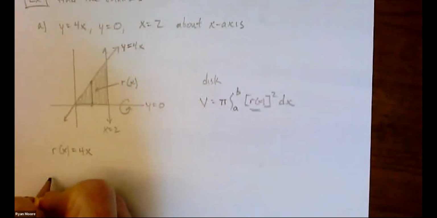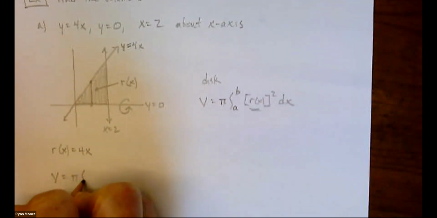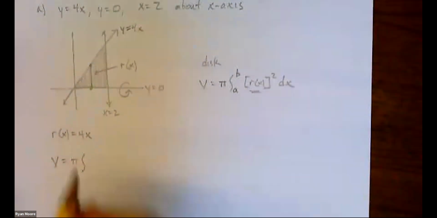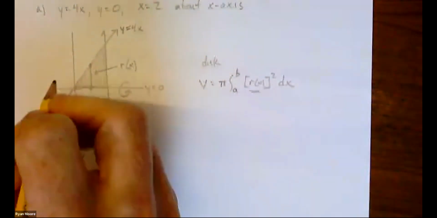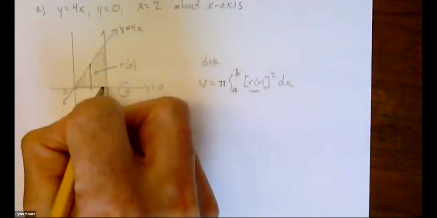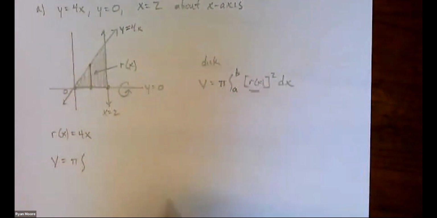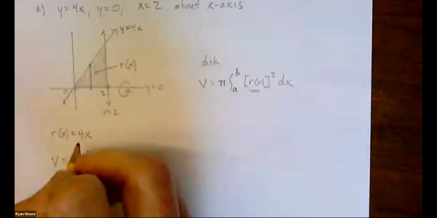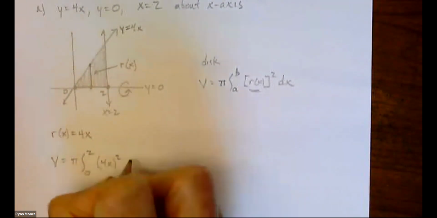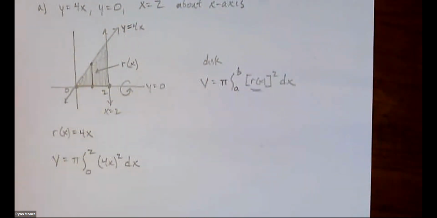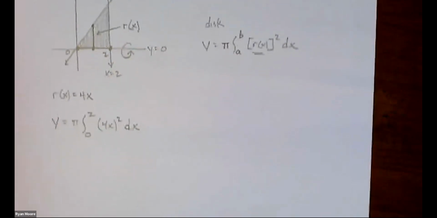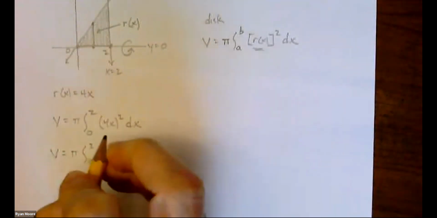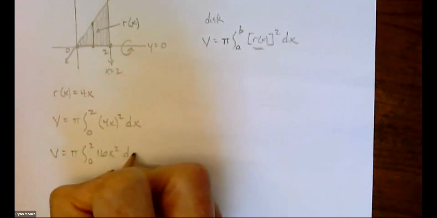Okay, let's do it. Volume then will equal pi. What are the limits on our integral? Where should we start and stop? We're going to begin here, that's at 0. We're going to stop here, that's at 2. So we're going 0 to 2, 4x squared dx. And this will do it for us. So volume equals pi, let's simplify here, 16x squared dx.